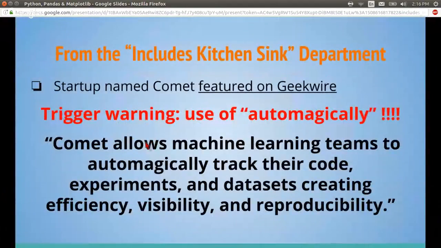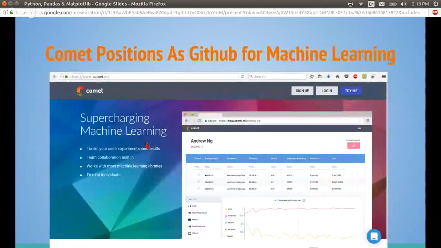This is a joke. I just hate the word automagically. People stopped using it a couple years ago, but these guys are using it. And so look, it allows machine learning teams to automagically track their code, experiments, and data sets. Wow, I want that. So it's probably something worth looking at. There's a screenshot here I took of their website. It has Andrew Ng's name on it.